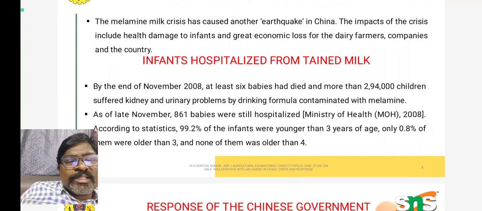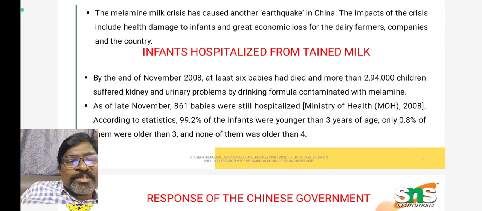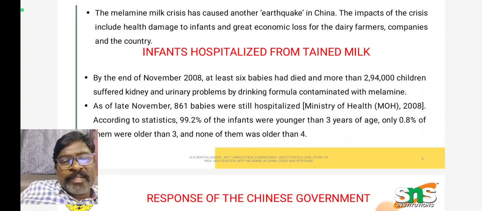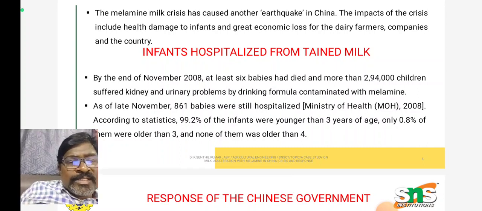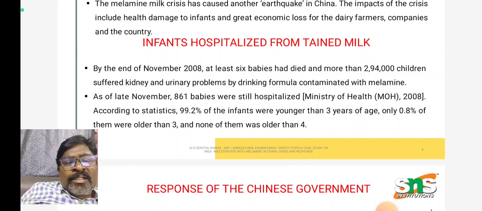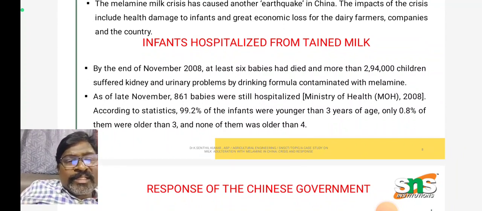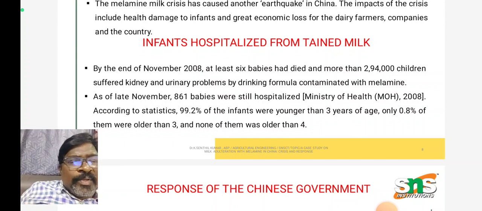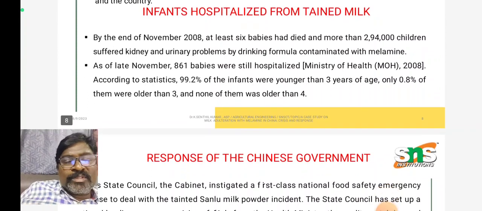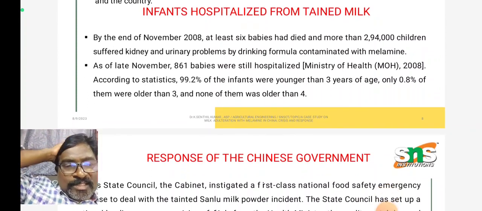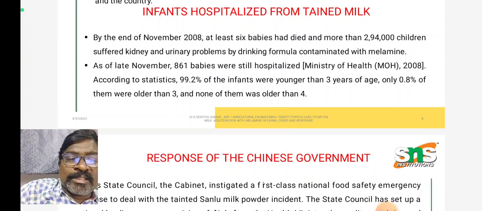By the end of 2008, at least 6 babies died and more than 294,000 children suffered kidney and urinary problems by drinking the formula contaminated with melamine. As of late November, 861 babies were still hospitalized. According to the statistics, 99.2% of the infants were younger than age 3, only 0.8% were older than 3, and none of the children were older than 4. That means infants were affected by this adulteration.